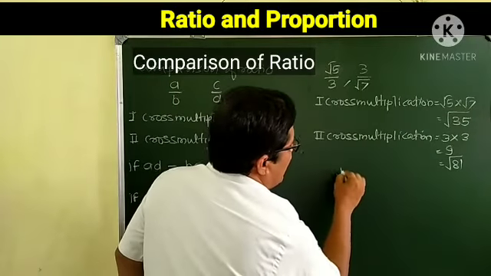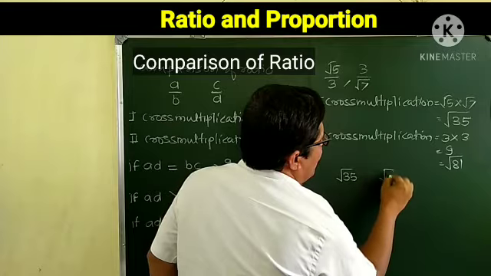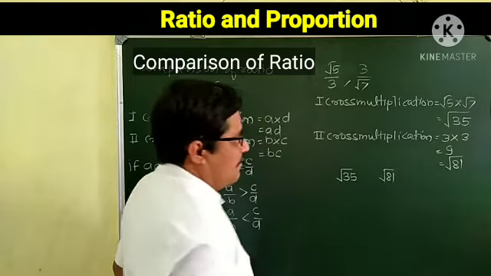So square root of 35 and square root of 81.